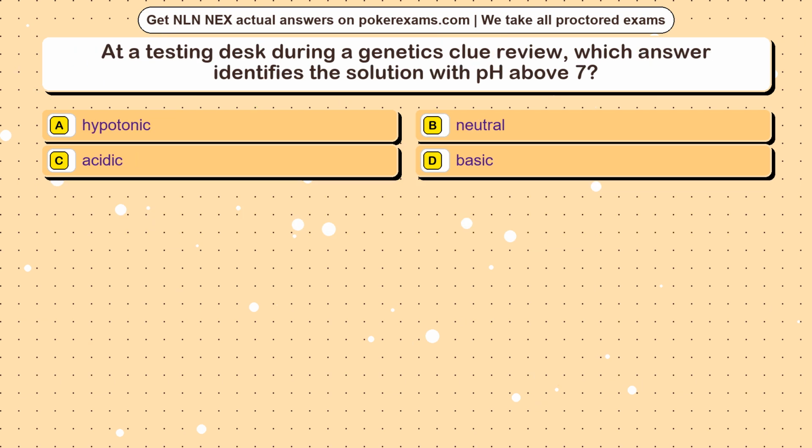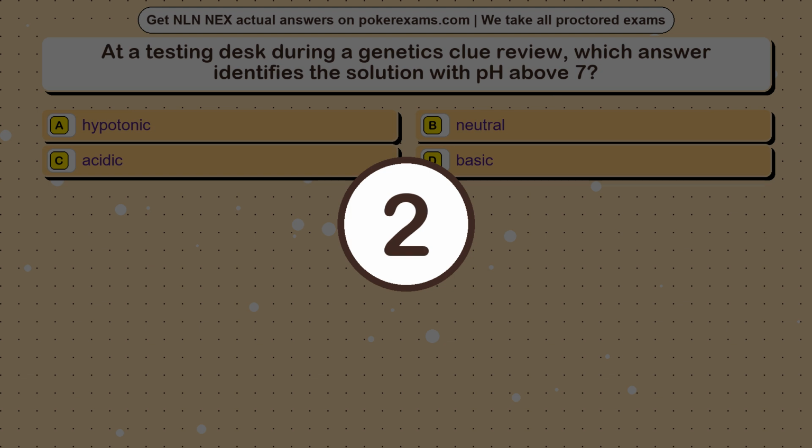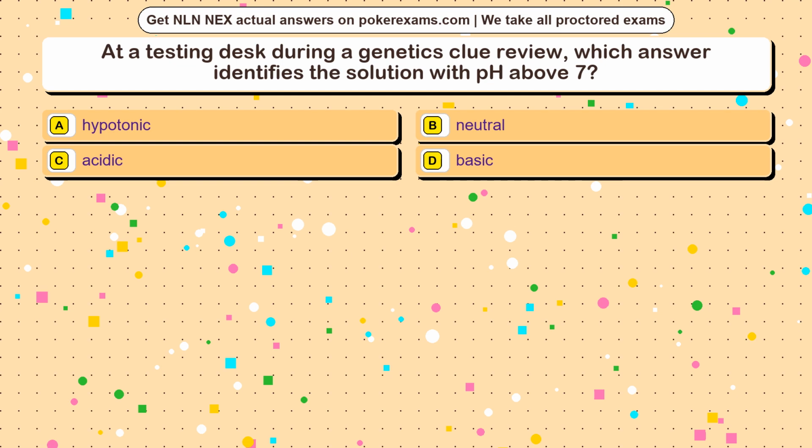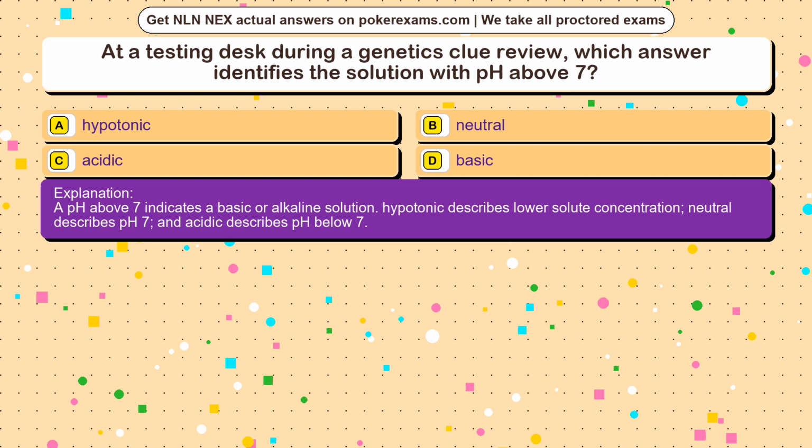Question 23. At a testing desk during a genetics clue review, which answer identifies the solution with pH above 7? Option A, hypotonic. Option B, neutral. Option C, acidic. Option D, basic. The correct answer is option. A pH above 7 indicates a basic or alkaline solution. Hypotonic describes lower solute concentration, neutral describes pH 7, and acidic describes pH below 7.